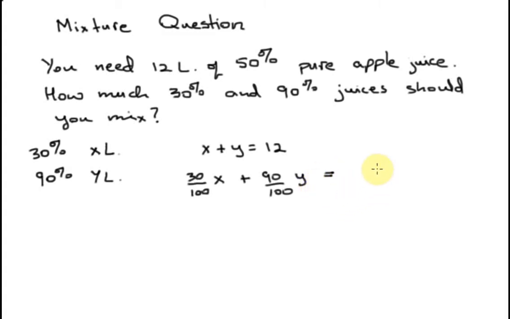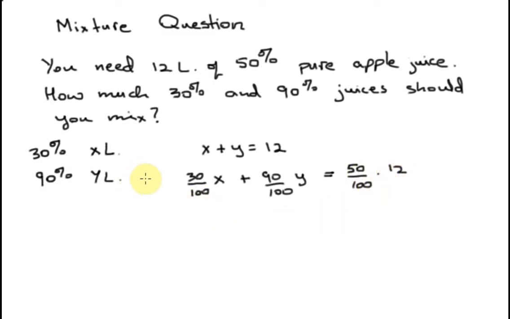And then what it's got to equal is, well, I want to end up with 50% purity of 12 liters. So in other words, 50% times 12. This is the amount of apple juice I should have in the end. So this is like saying the concentration of apple juice from this mixture plus the concentration of apple juice from this mixture has to give me exactly 50% of 12 liters.